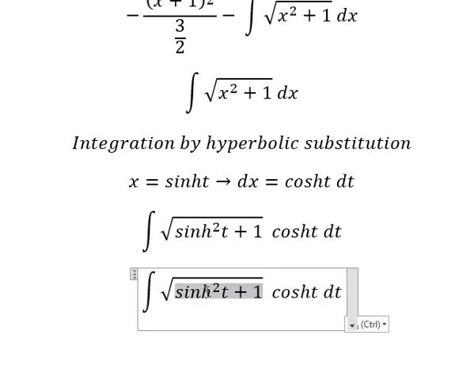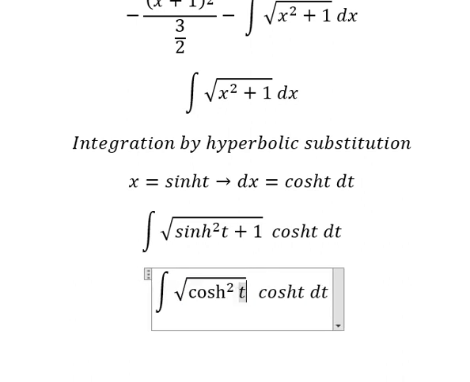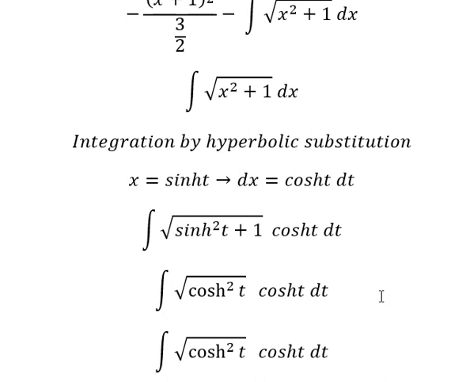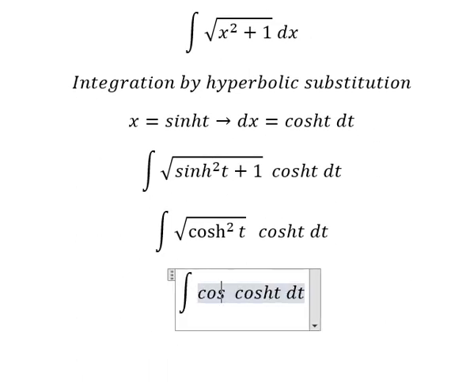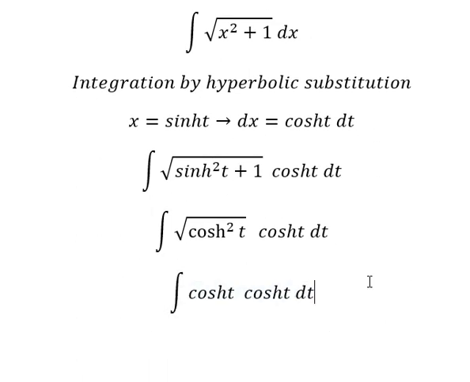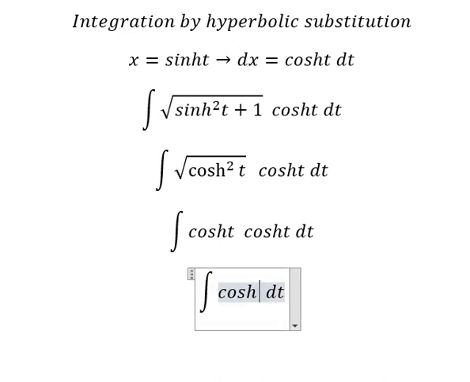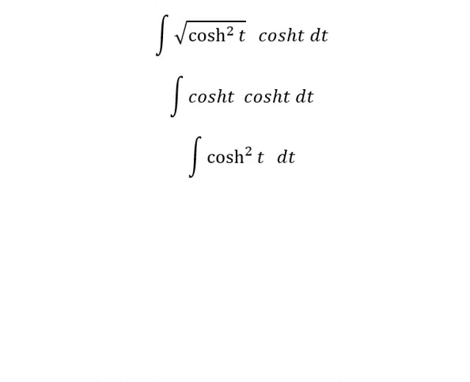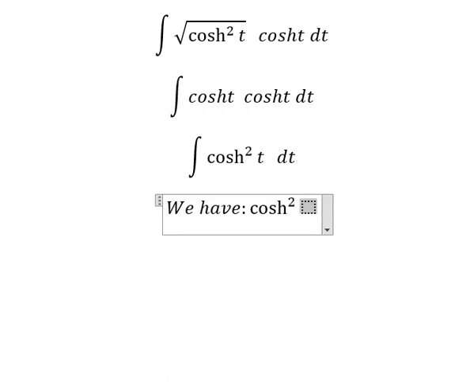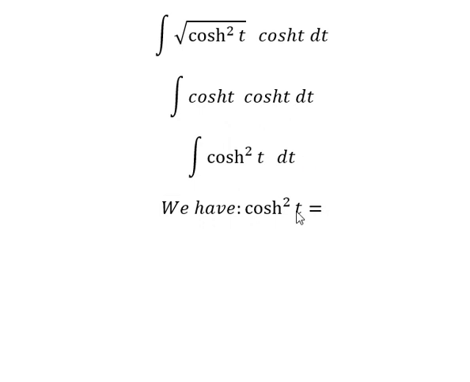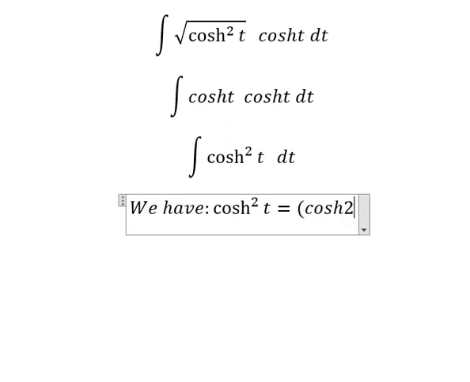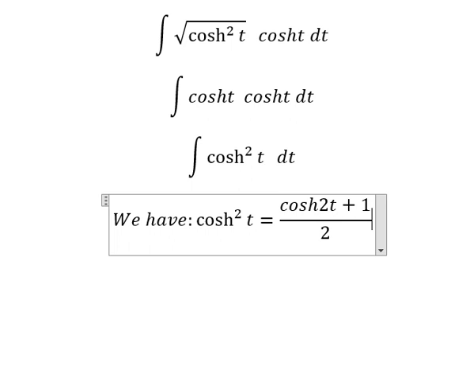So this one we have cos t squared. The square root of this one we have cos t. So cos t and cos t we have cos t squared. Now we have the formula in here. So we have cos t squared equals cos 2t plus 1 over 2.